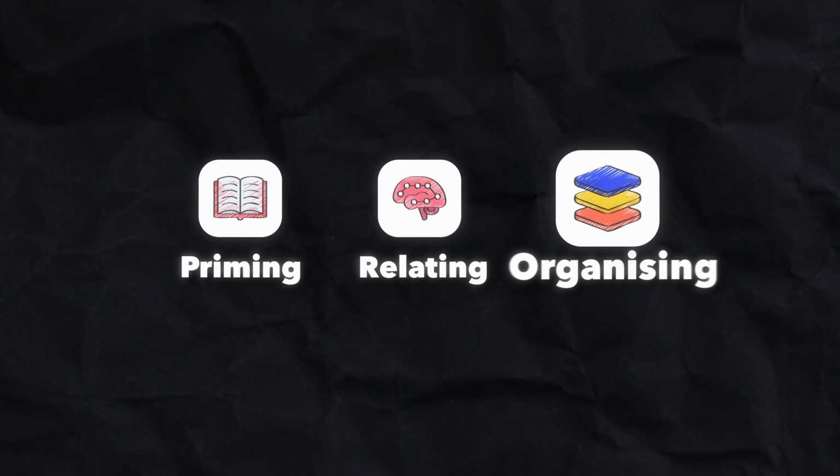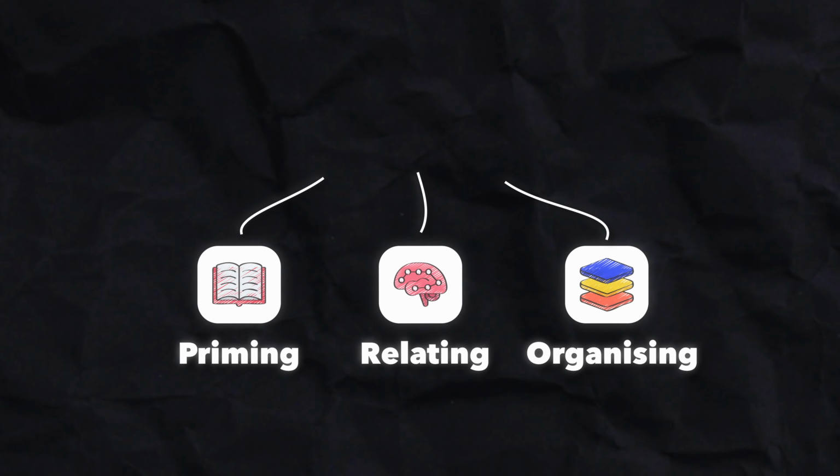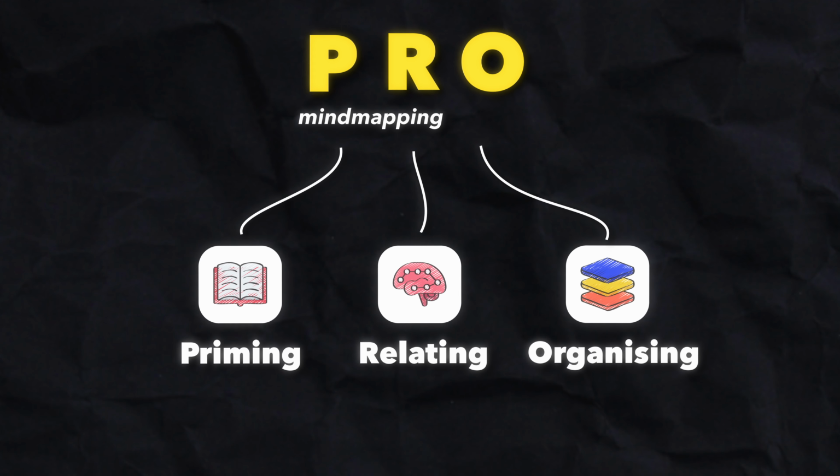The mind mapping process is 90% identical for technical subjects as it is for content subjects. And what it involves is three main steps: priming, relating, and organizing, which all come together to form the Pro mind mapping method. And today what I'm going to be doing is explaining this method through an example topic: organic chemistry.